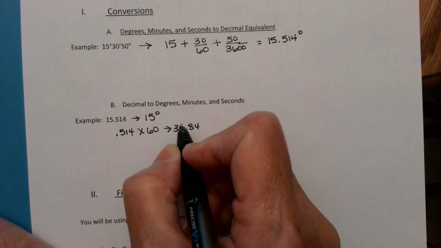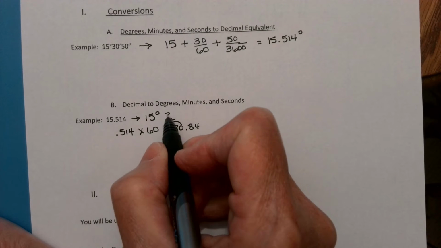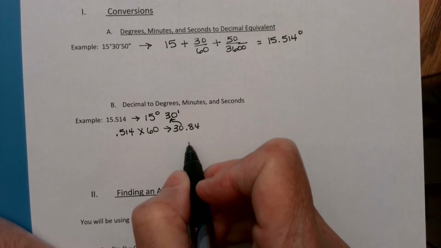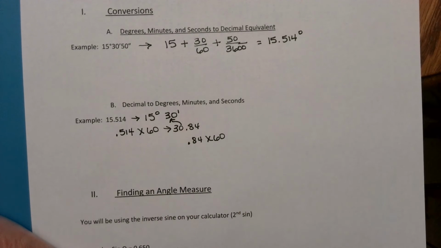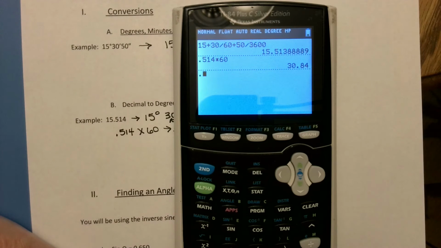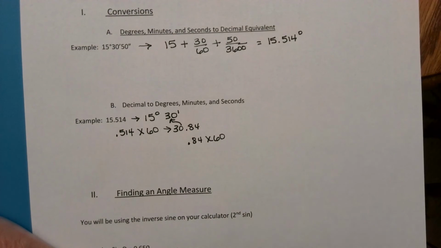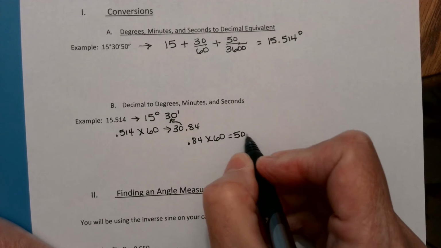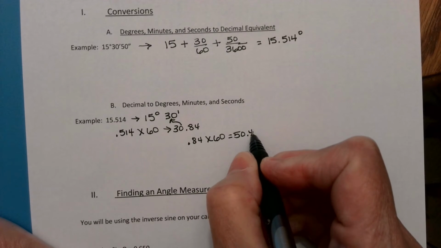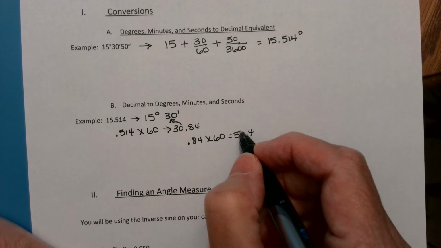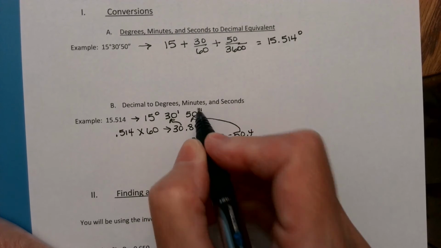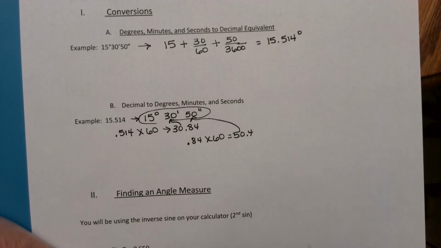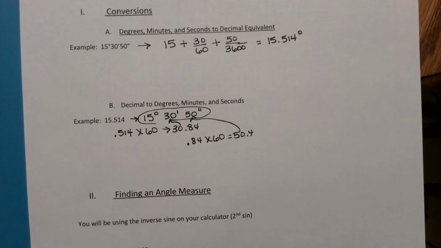Okay, now the 30, I'm going to come up here and make it the minutes. Then I'm going to take the 0.84 and I'll multiply that by 60. So do 0.84 times 60, and you get 50.4. So you just take the whole portion of it. You don't have to round it or anything. Take the whole portion of it and put 50 seconds. So that's going the other direction.